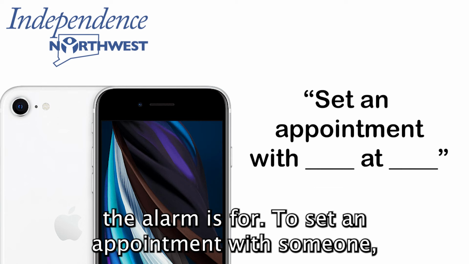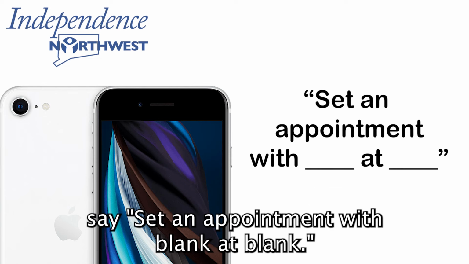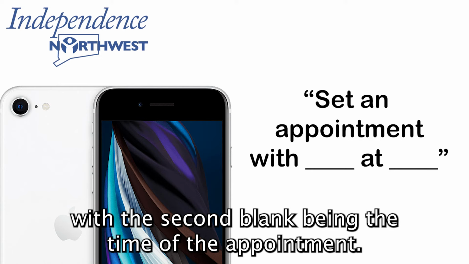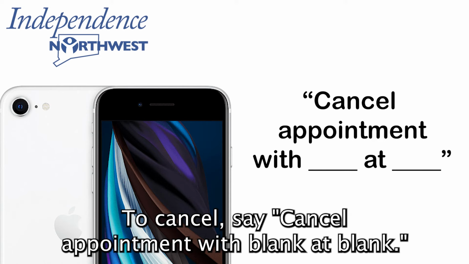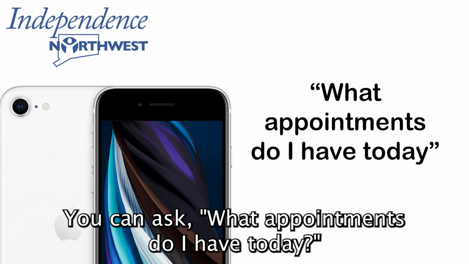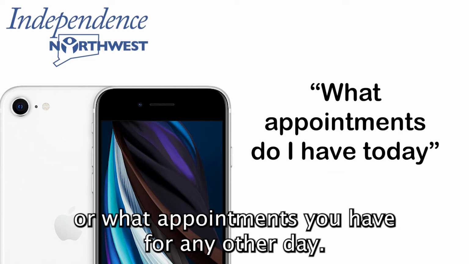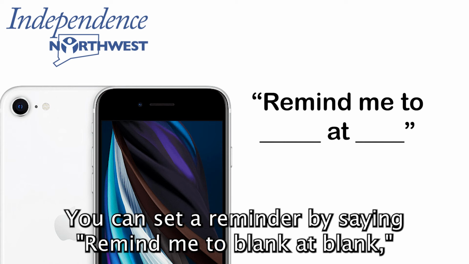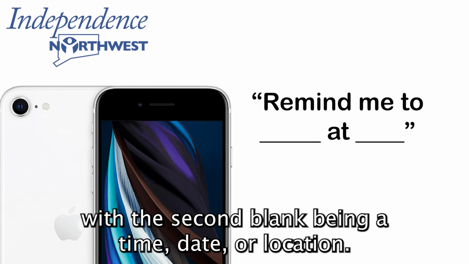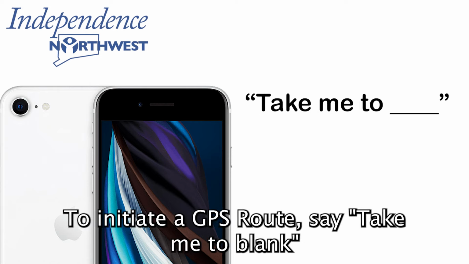To set an appointment with someone, say set an appointment with blank at blank, with the second blank being the time of the appointment. To cancel, say cancel appointment with blank at blank. You could ask, what appointments do I have today, or what appointments you have for any other day. You can set a reminder by saying remind me to blank at blank, with the second blank being a time, date, or location. To initiate a GPS route, say take me to blank.